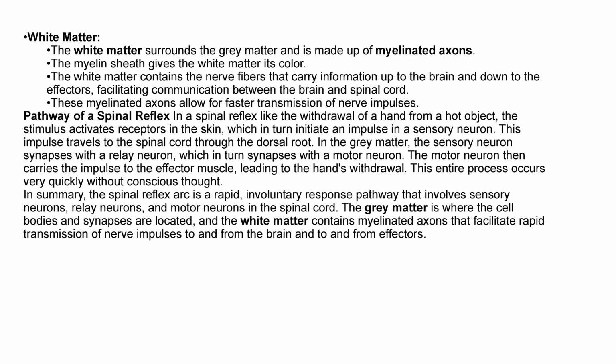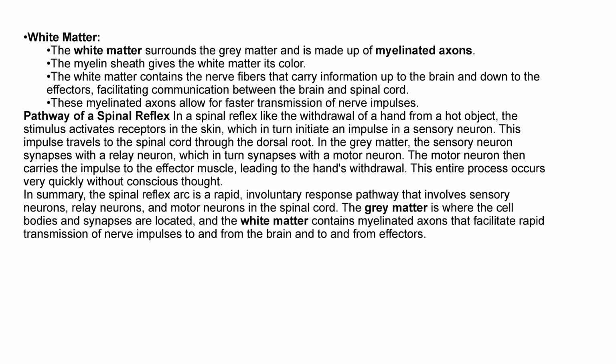The white matter, on the other hand, surrounds the gray matter and is made up of myelinated axons. The myelin sheath gives the white matter its color. The white matter contains the nerve fibers that carry information up to the brain and down to the effectors, facilitating communication between the brain and the spinal cord. These myelinated axons allow for faster transmission of nerve impulses.